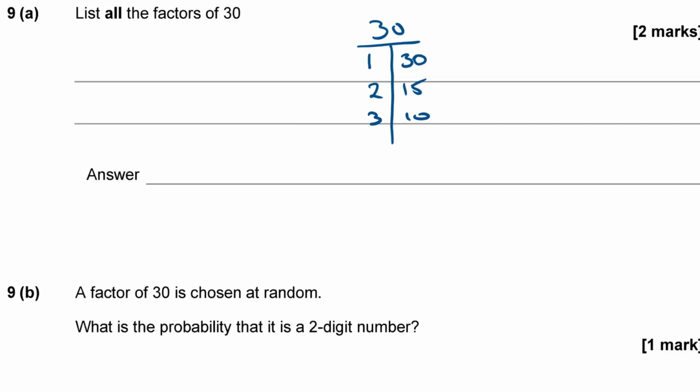Try 4. Does 4 divide 30? Nope. Try 5. Does 5 divide 30? Yes, it does. 5 times 6 is 30. Now you notice we've kind of met up with the numbers coming down the other end. So I'm pretty confident that we've found all the pairs. So the factors are then 1, 2, 3, 5, 6, 10, 15 and 30.